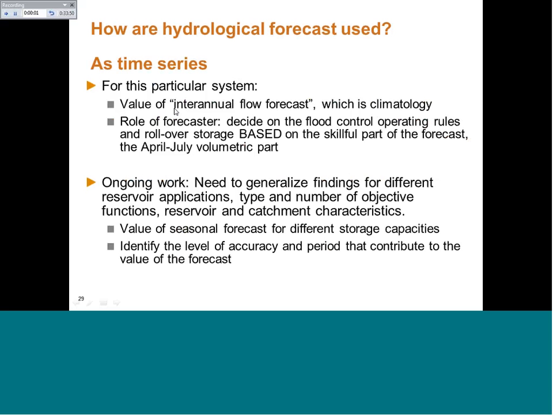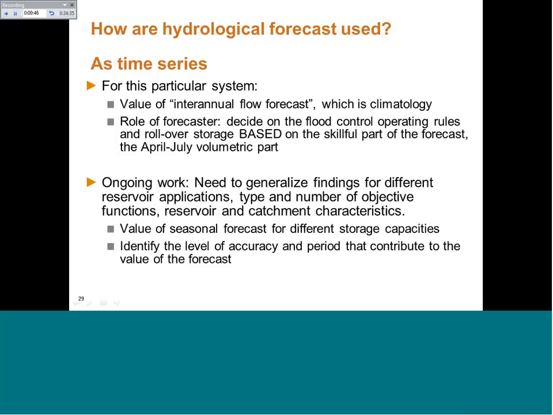So how are hydrological forecasts being used? They're being used as time series. For this particular system, the reservoir with the objective functions, the way we wrote it, there is a significant value of the interannual flow forecast, which is climatology. We know that there is skill in our seasonal forecast, but we know that most of the skill is only from April to July. But the optimizer needs to use it for 1 year long, and some of the skill is kind of being drawn by the standard, the known information in the climatology.